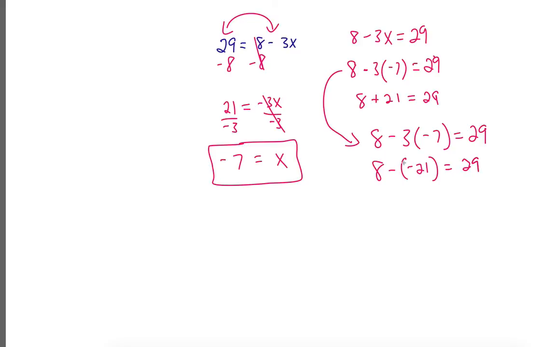Now, of course, I'm sure that you've seen in your textbook or wherever that when you have two signs right next to each other, they're separated by parentheses. So 8 minus a negative 21, anytime we're subtracting a negative, that essentially becomes a positive. So this right here is just like this one that I did up here.